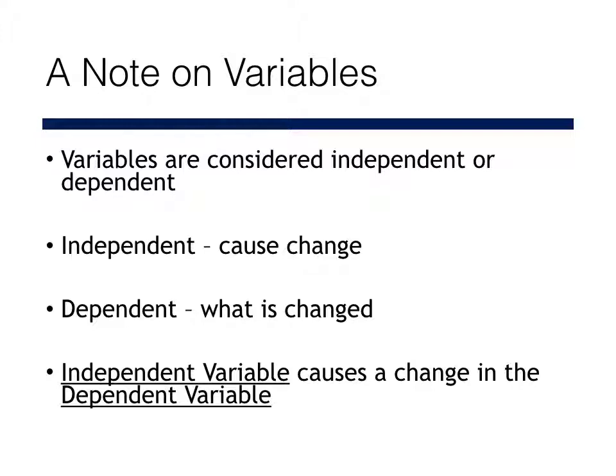Use the following statement to help you determine which variables are independent and which variables are dependent. The independent variable causes a change in the dependent variable, and it isn't possible that the dependent variable could cause a change in the independent variable. So again, the independent variable causes a change in the dependent variable.